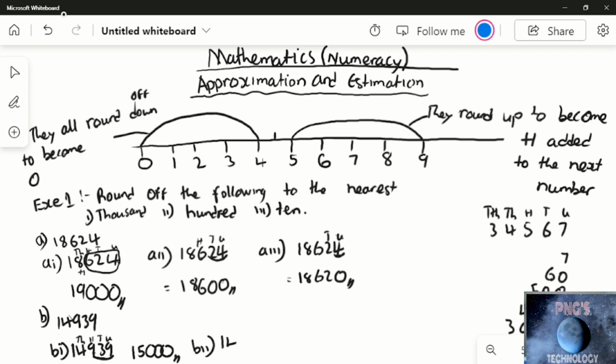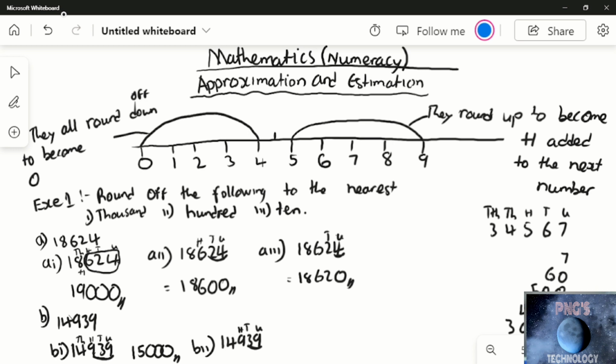We have 14939. So to the nearest 100, right? Unit, tens, 100. So we are manipulating these two figures. We are rounding up these two figures to affect 9, which is in the 100 place.